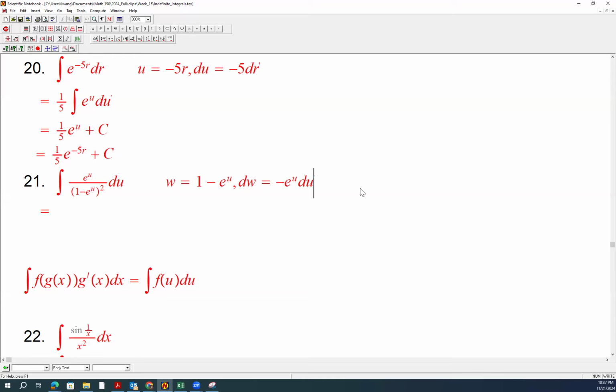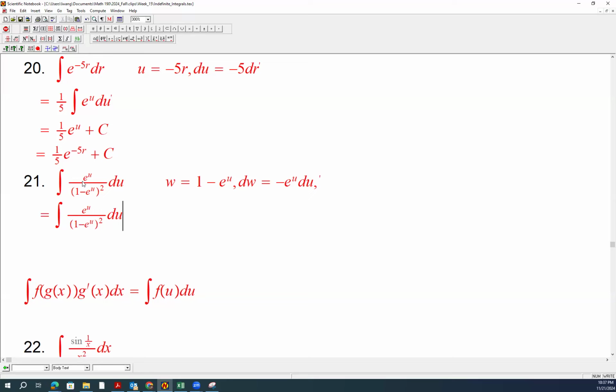Okay, or you can introduce x. Why not? Since we started with w, we just keep it as w. You do have freedom to choose these variables. And so 1 minus e to the power u, that's w. E raised to the power u times du, that's negative dw, right?